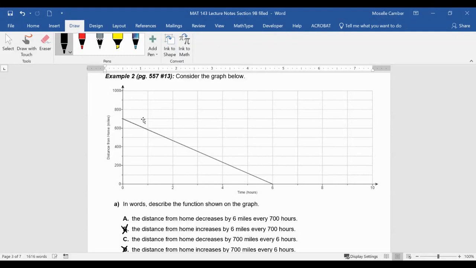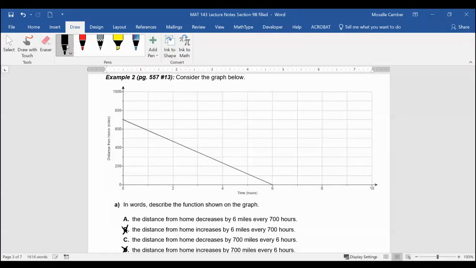So how much does it decrease? So we have either decreases by 6 miles every 700 hours, or we have decreases by 700 miles every 6 hours. Well, 6 miles would just be right there, and then 700 hours would be way over to the right. So that one, it's definitely not it.